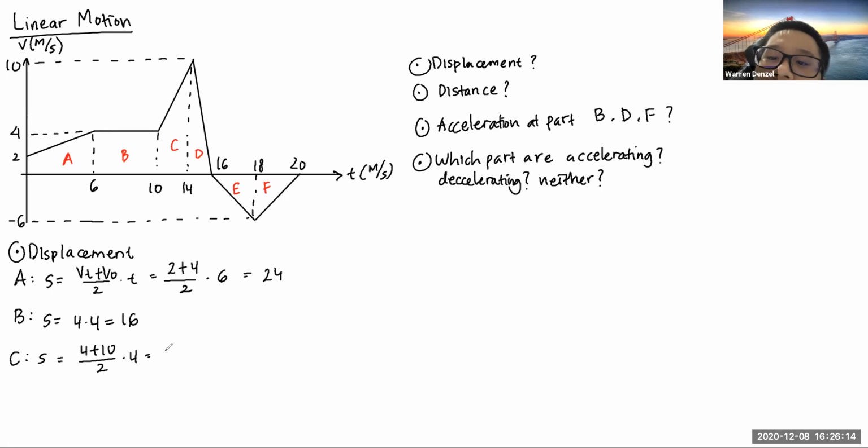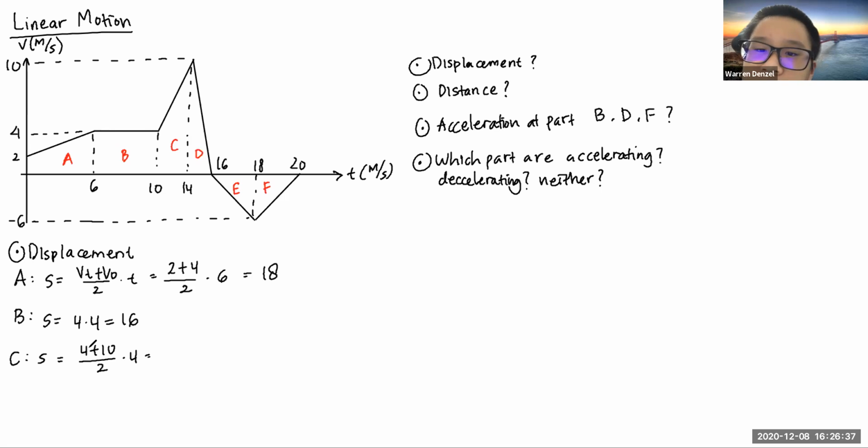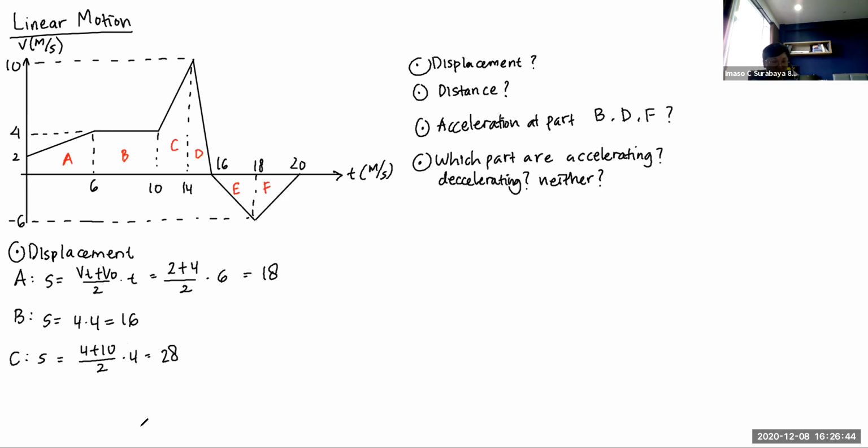Wait, mister. 2 plus 4 is 6. 6 divided by 2 is 3. 3 times 6 is 18. Oh, yeah. 18, yeah? Thank you, mister. Sorry. Okay, next, part C. 4 plus 10 divided by 2 times 4. 28, yeah? Yes. Then part D.